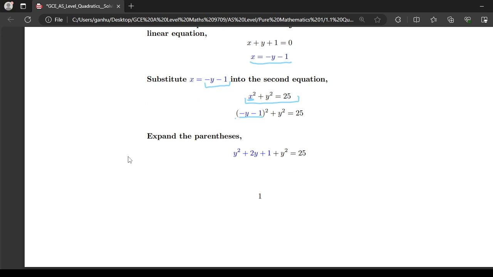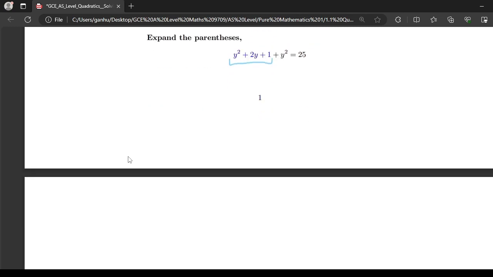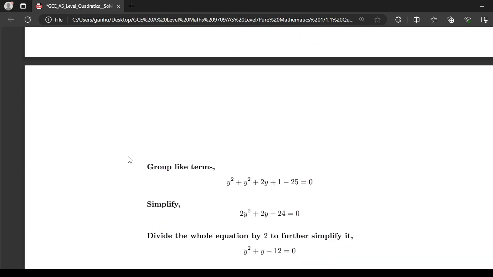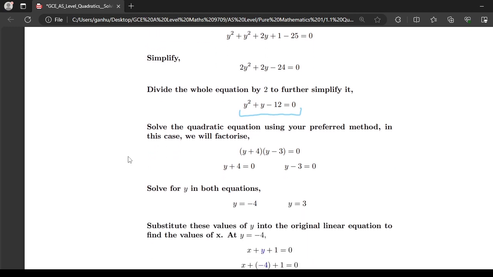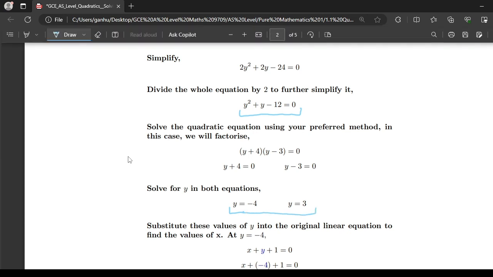And then we expand our bracket here and it becomes y squared plus 2y plus 1. Now let's simplify that whole equation and we should get a quadratic equation. And here's our quadratic equation: y squared plus y minus 12 equals 0. Then we solve our quadratic and get our two roots, which are y equals negative 4 and y equals 3.